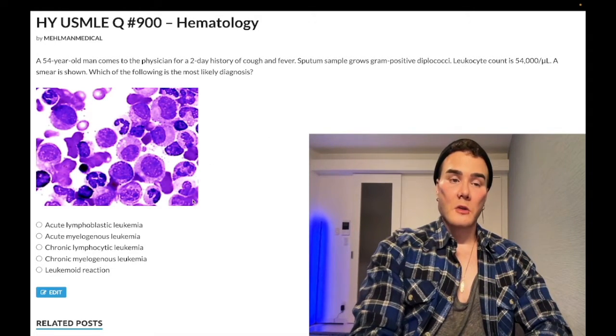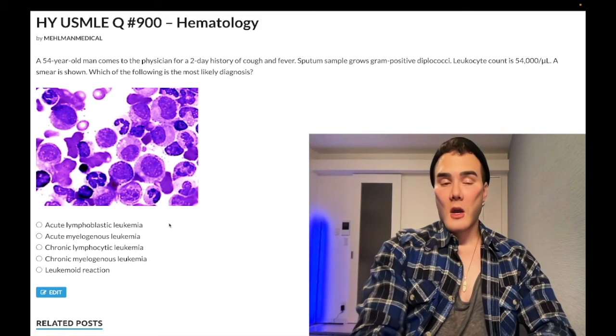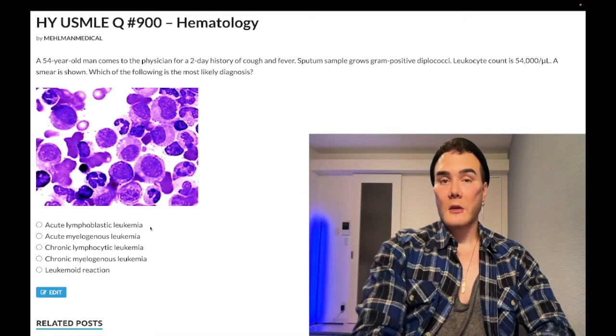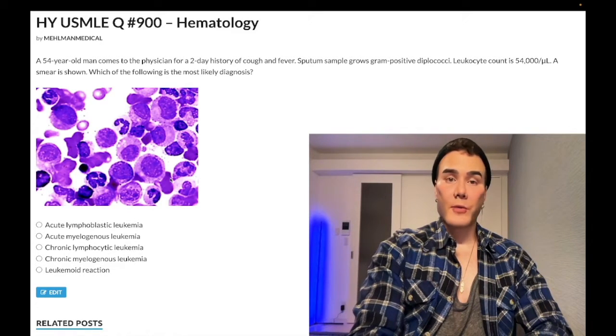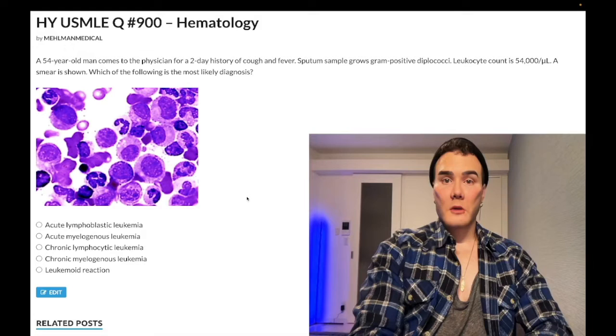Most likely diagnosis, choice A, ALL, wrong answer. And you instantaneously know it's wrong because it's not a kid. It'll always be a kid on USMLE. All right, so they'll give you, e.g., a 12-year-old who has a leukocyte count of 40,000, 90% lymphocytes. That's ALL. That's it. And the smear will show you uniform light blue cells, your lymphoblasts.